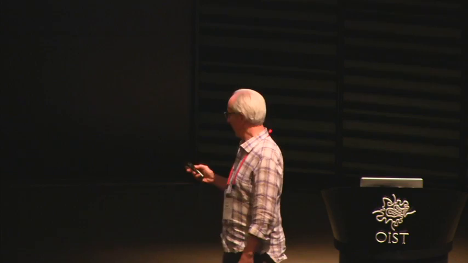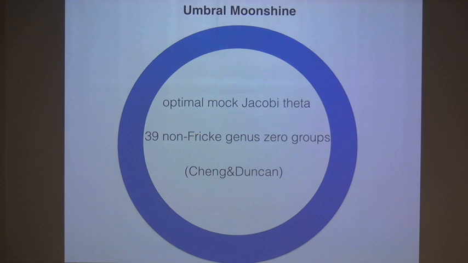Now, in a very nice paper by Miranda and John, this story was expanded further, and the genus zero property that we found was used to actually classify the Jacobi forms and the mock modular forms that could appear in umbral moonshine. They did this by classifying what they called optimal mock Jacobi theta functions, which included all of the ones in umbral moonshine plus a finite additional number. And they showed that they were classified by 39 what are called non-Fricke genus zero groups. I'll explain some of this a little bit more.